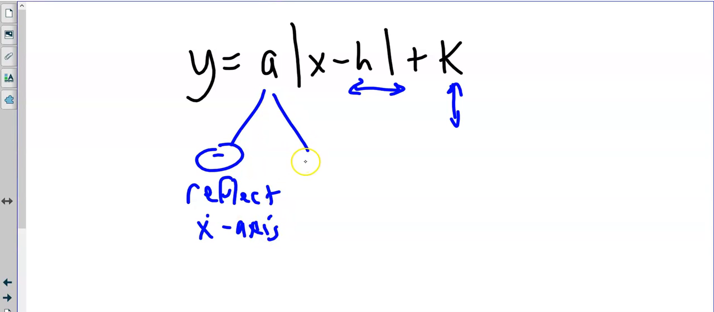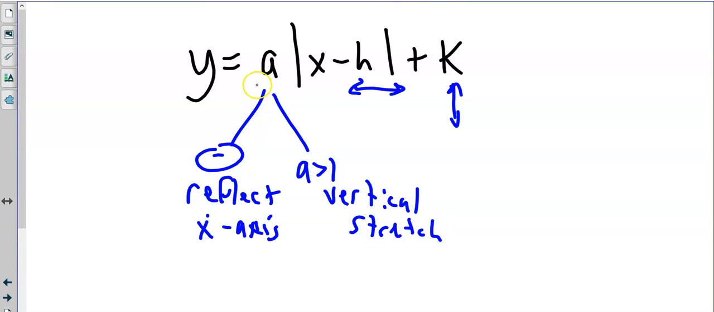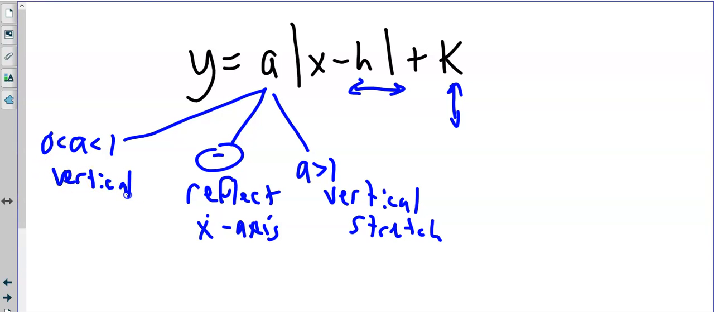And if a is bigger than 1, that's going to be called a vertical stretch. So it stretches it, makes it kind of skinny. I guess we could say this: if the absolute value of a is between 0 and 1, when a is really small, in other words, that's going to be called a vertical shrink. So it kind of makes it wider.